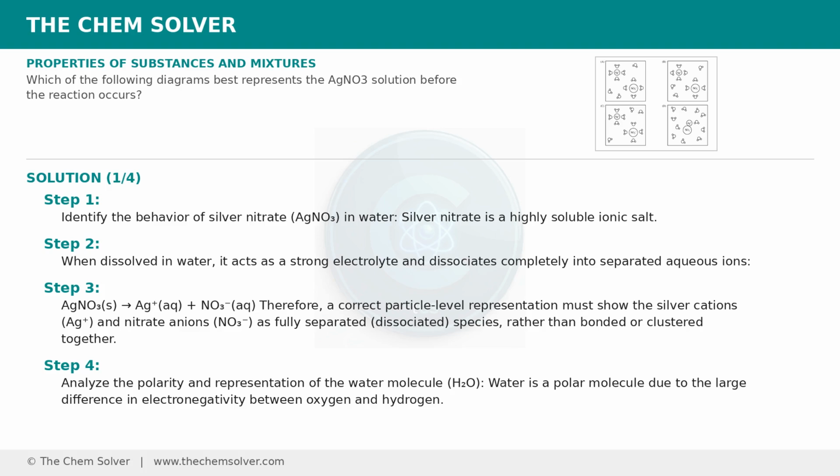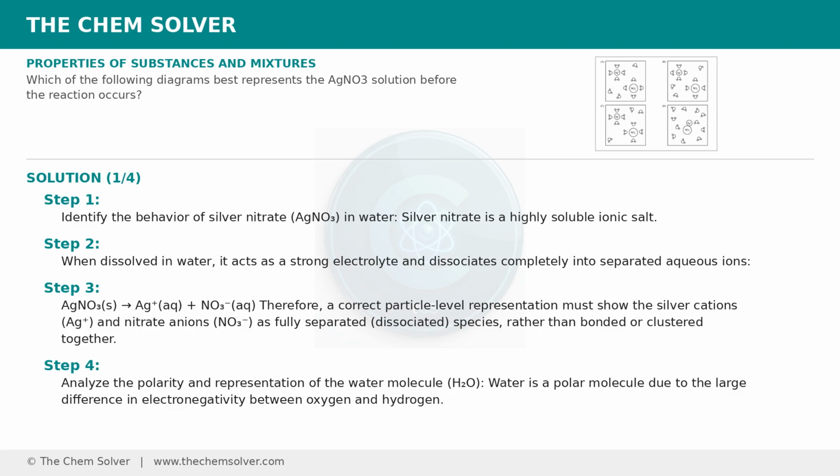Identify the behavior of silver nitrate, AgNO3. In water, silver nitrate is a highly soluble ionic salt. When dissolved in water, it acts as a strong electrolyte and dissociates completely into separated aqueous ions.